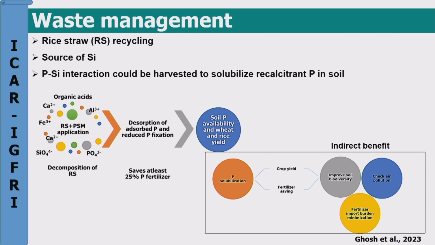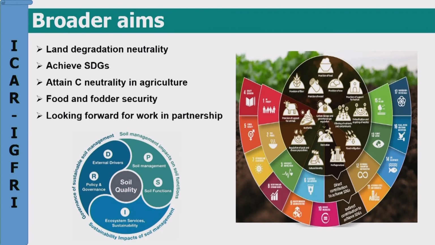When we apply rice straw along with phosphorus solubilizing microorganisms in the soil, it helps in reducing the phosphorus adsorption, and it enhances the desorption of the adsorbed phosphorus. Thus the rice straw plus phosphorus solubilizing microorganism application can effectively reduce the phosphorus fertilizer application by 25% to improve the soil health, microbial biodiversity, as well as reduce the fertilizer import burden.